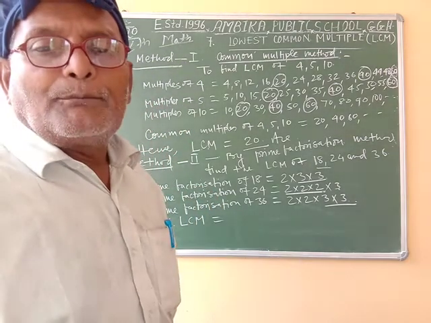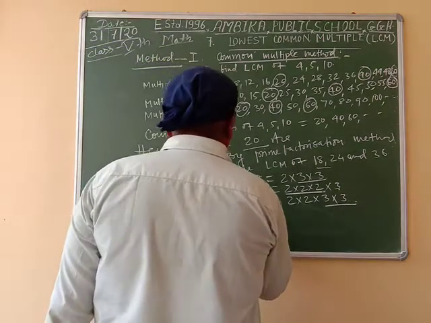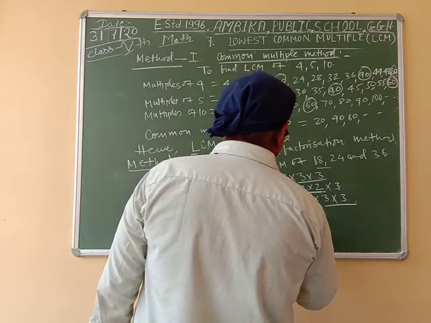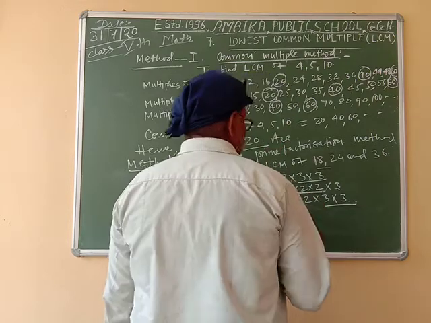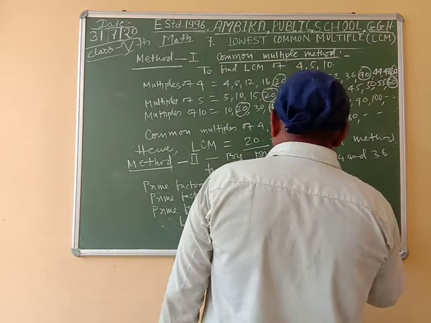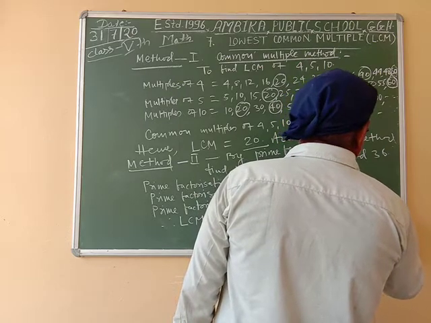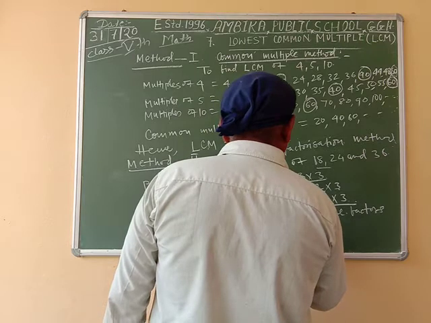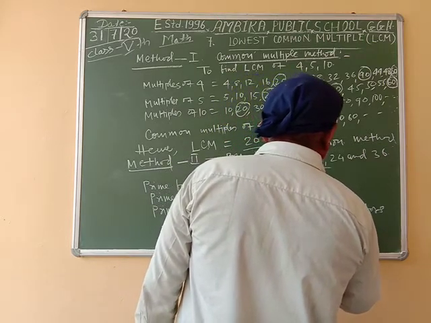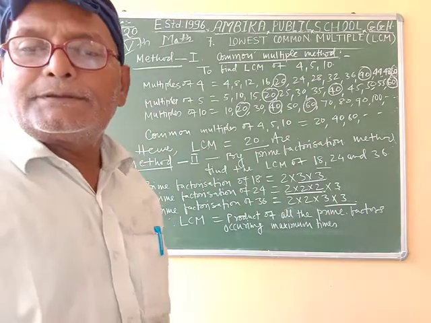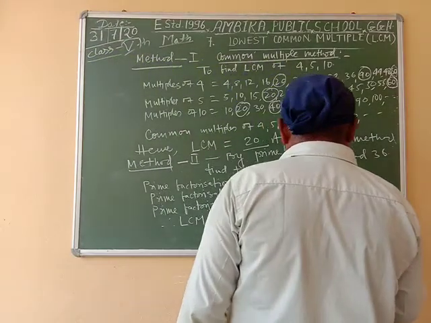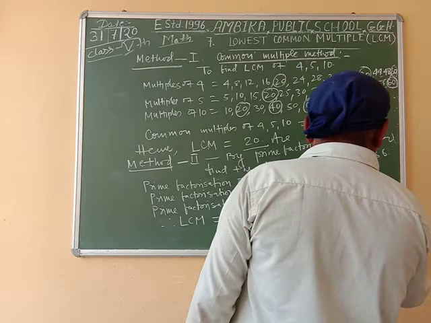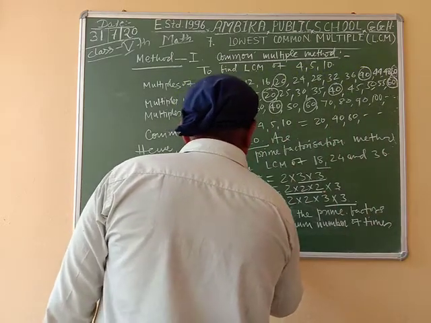Therefore the LCM is equal to the product of all the prime factors occurring the maximum number of times in any number.